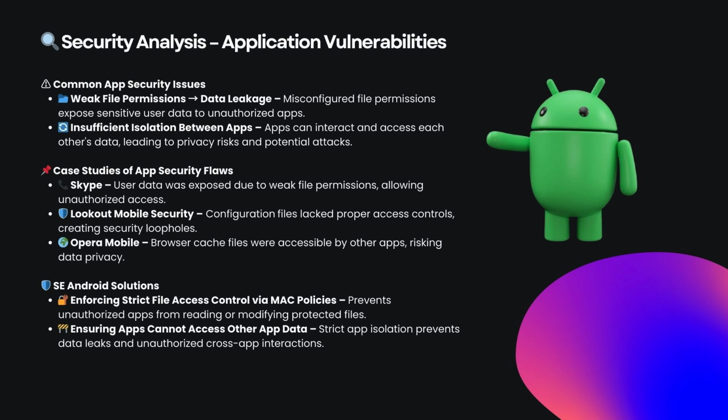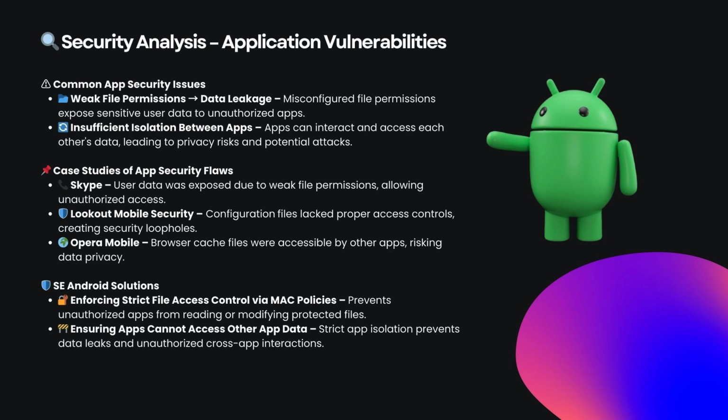First one is Skype. Weak file permissions exposed user data to unauthorized access. Second one is Lookout Mobile Security. In the Lookout Mobile Security configuration, files lacked proper access control, creating a security vulnerability. Third one is Opera Mobile. The browser cached files that were accessible by other apps, raising data privacy concerns. And the next one is the SE Android solution.